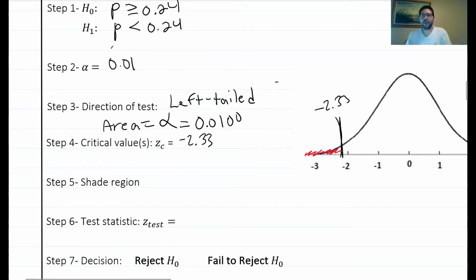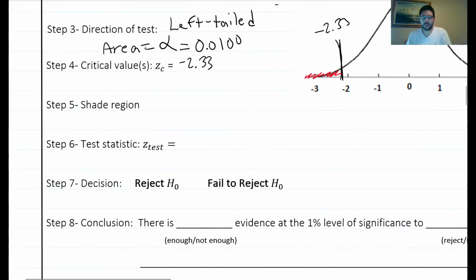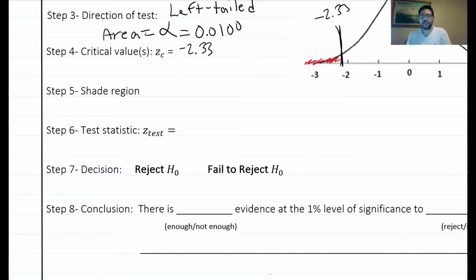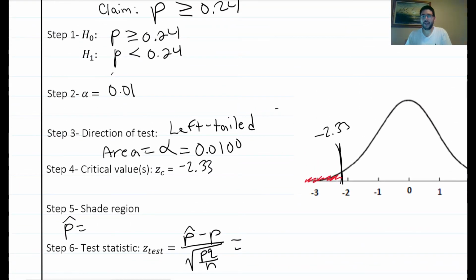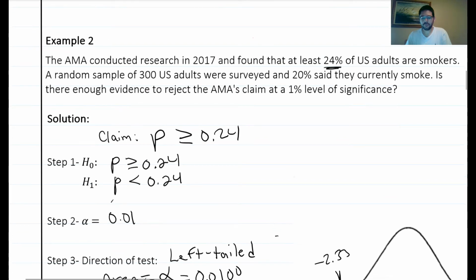All right, so now we got our values and we shaded our region. So our test statistic, remember, is calculated by p hat minus p divided by the square root of pq over n. So we're going to go ahead and calculate that now. So we need to figure out what the p hat is, and we'll do that over here. I'm not sure if they actually told us outright. We might have to actually calculate it. No, they did actually tell us.